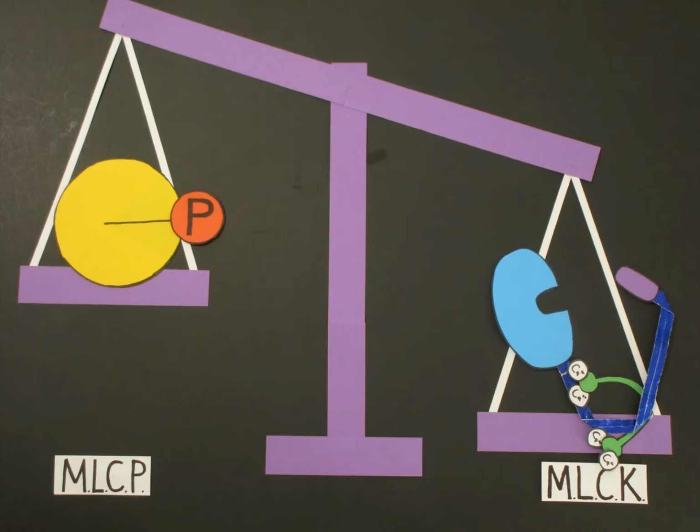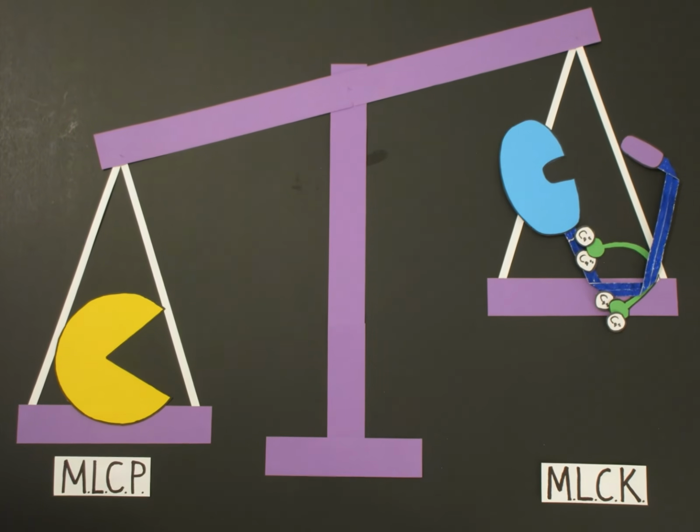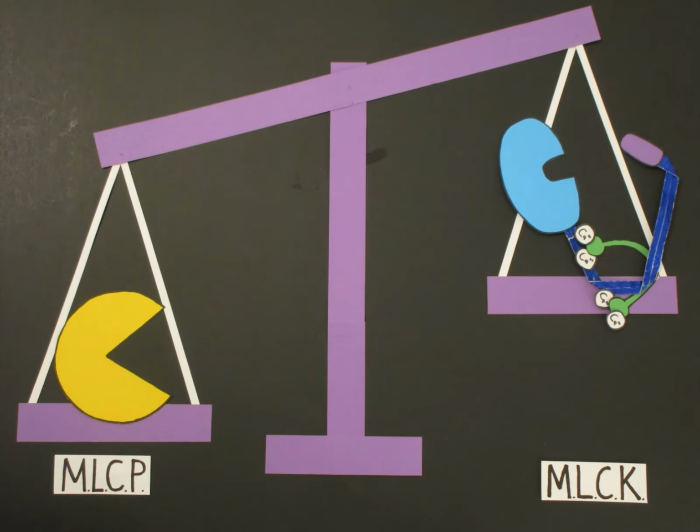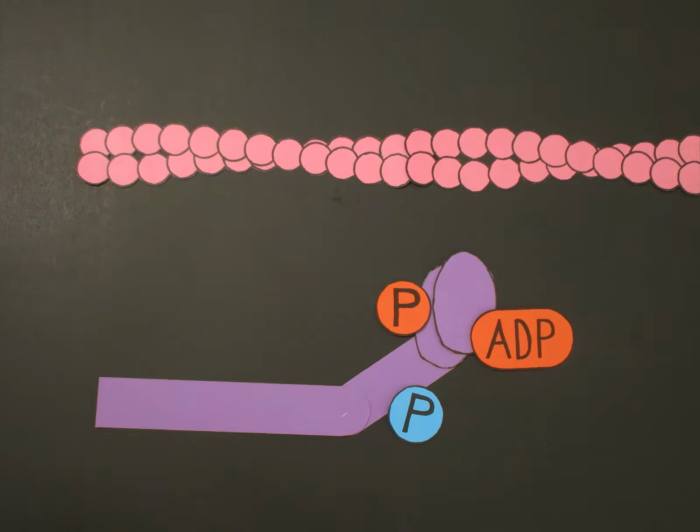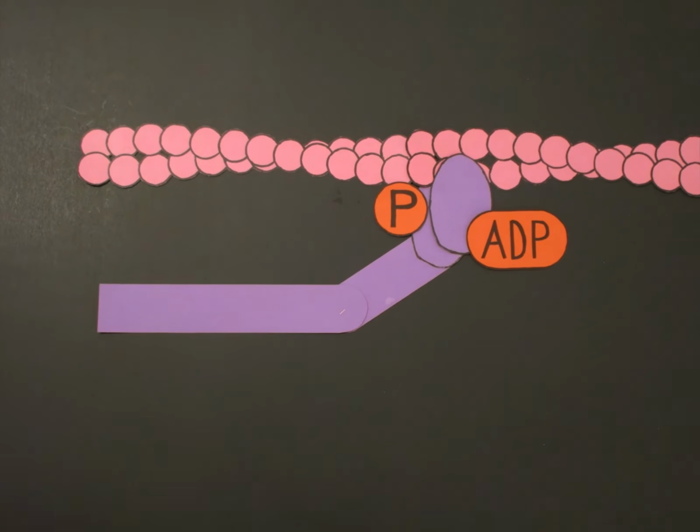What would happen though if we were to tip our ratio and end up with lots of active MLCP and relatively little MLCK? Well, with so much extra MLCP, it's basically going to get so excited that instead of waiting for the myosin to release to clip off the phosphate, it's just going to go right for it and clip off that little blue phosphate while the myosin's still attached to the actin.